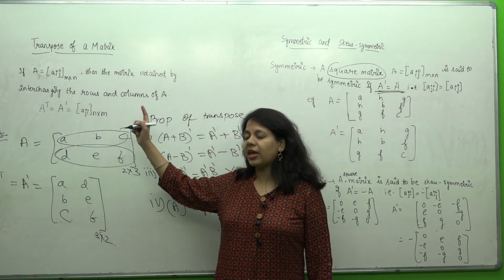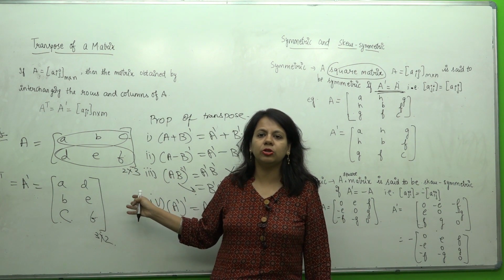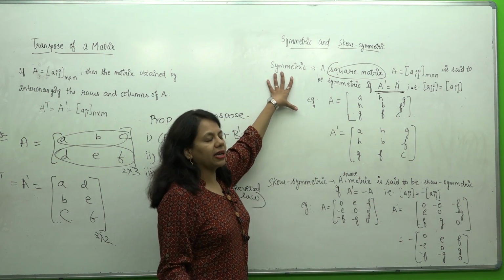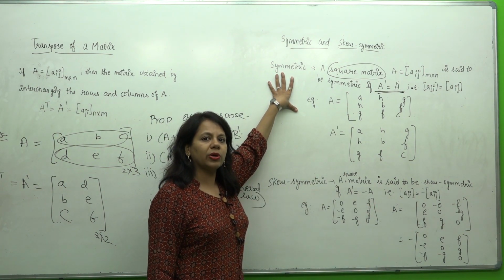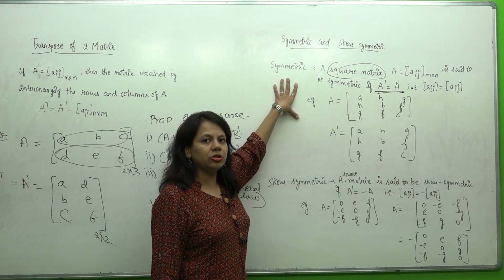Transpose was there in any particular matrix. Transpose could be done with any order. If it was a 2 into 3, I was getting a 3 into 2 matrix. But symmetric can be done only in case of square matrices. That is, it would be a 2 into 2 or a 3 into 3 matrix.